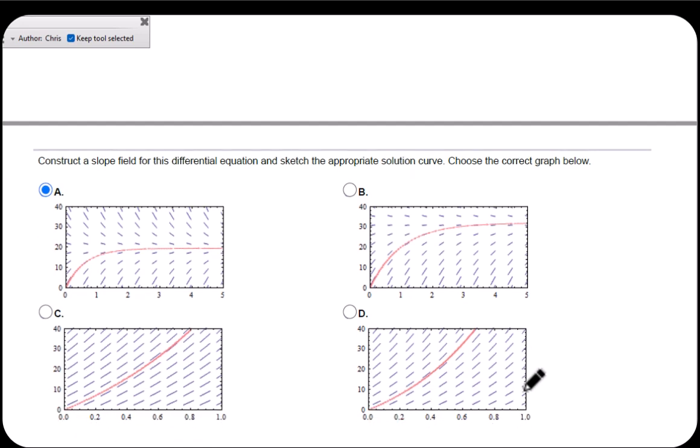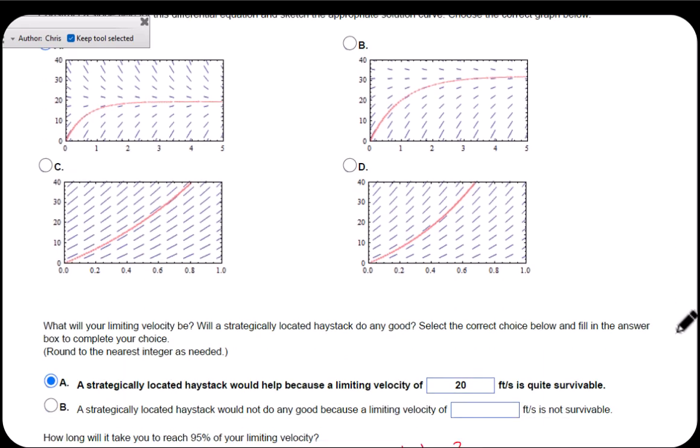And so we could make a sketch of the flow field. We were noticing that it was leveling off. So you might say, well, A and B both look like they're leveling off, but we saw ours was leveling off around 20, and this one is leveling off around 30. And C and D clearly are not it.